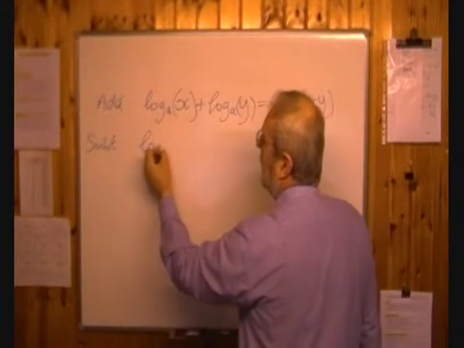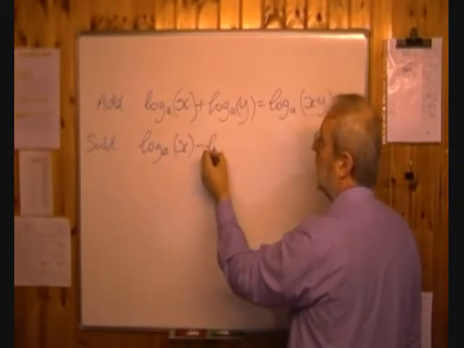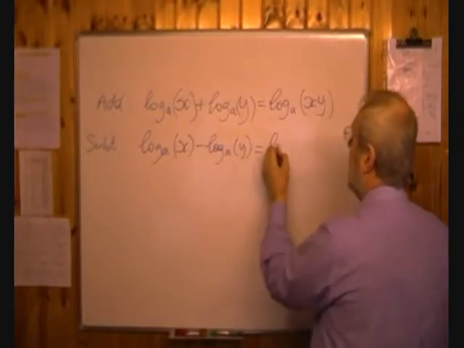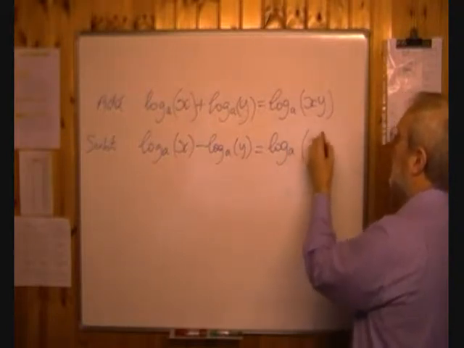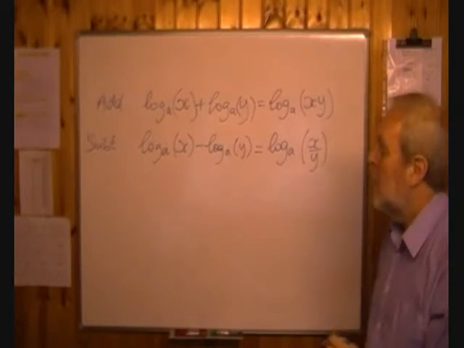The second one is the subtraction rule. This time, if I have the log to the base a of x minus the log to the base a of y, that results in the combination of log to the base a of x over y.